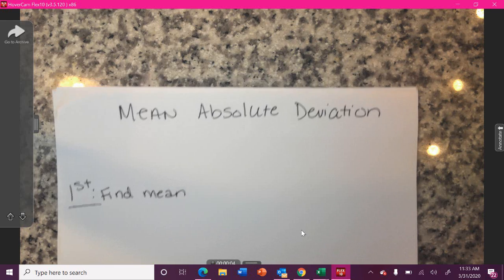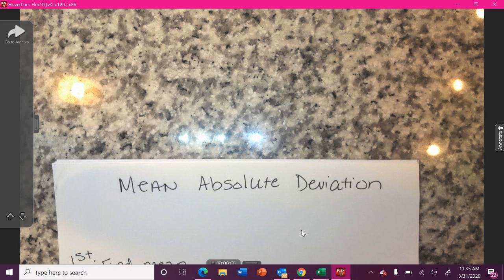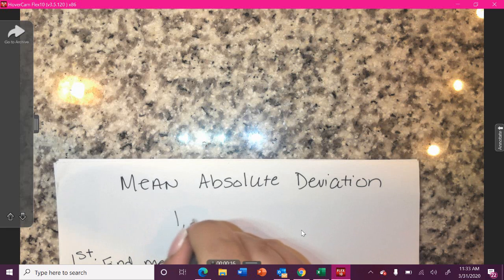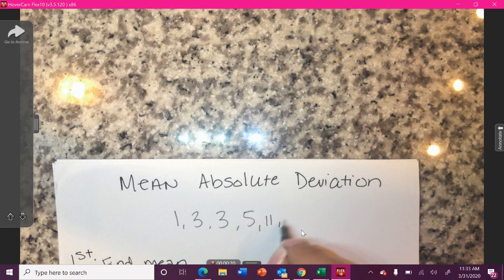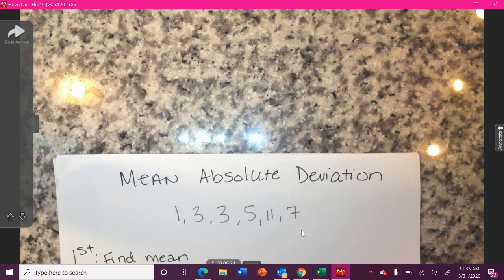Okay, we are going to look at one quick example of finding the mean absolute deviation. We're going to find the mean absolute deviation of the number set 1, 3, 3, 5, 11, and 7. There are 3 steps to mean absolute deviation.